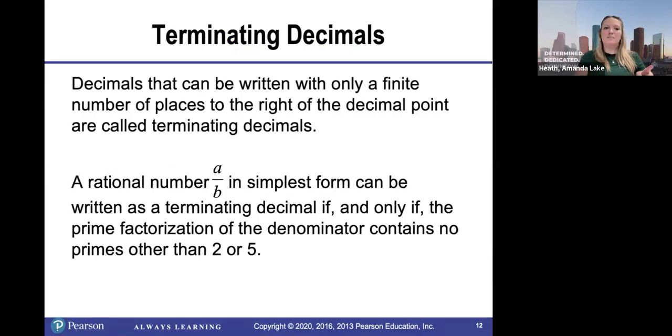And just a reminder, a rational number is a number that we can write as a over b, with a and b both integers, and b is not 0. So pi is an example of a number that is not rational, but 1 over 9 or 1 over 5 or 2 over 7, those are all rational numbers.